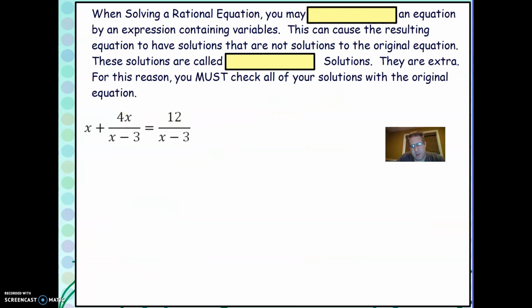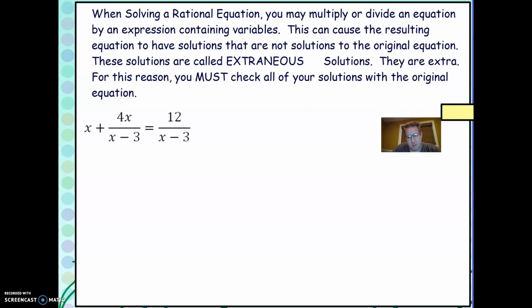All right, so when solving rational equations, you may multiply or divide the equation by an expression containing variables and cause the resulting equation to have solutions that are not solutions of the original. These solutions are called extraneous. So extraneous means solutions that are not really solutions, meaning when you plug them in, it's not going to work because mathematically, like for instance in this case, if the denominator is 3, then that answer does not work because 3 minus 3 would be 0, and you can never divide anything by 0. So just because it makes both equations true, it makes one of them be a false answer basically, because then this rational wouldn't make any sense because you can never divide anything by 0.